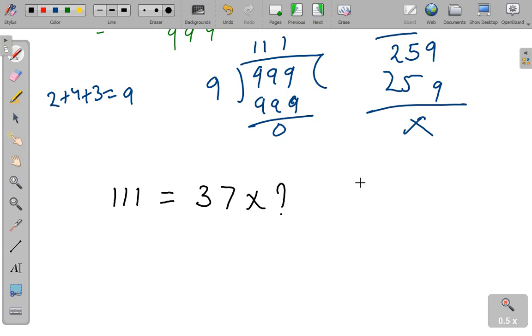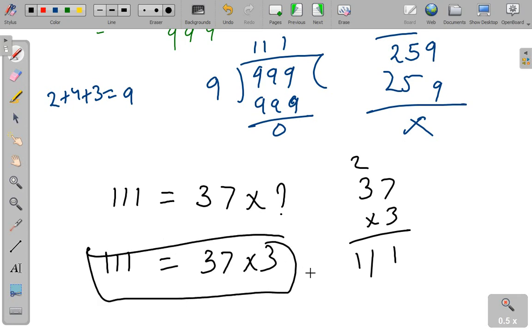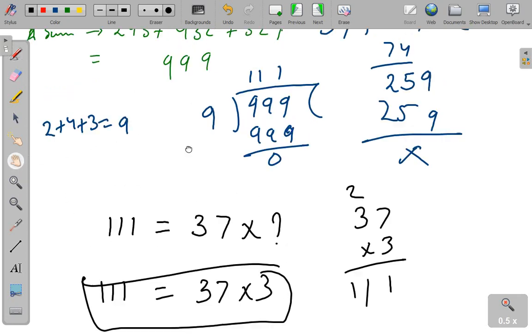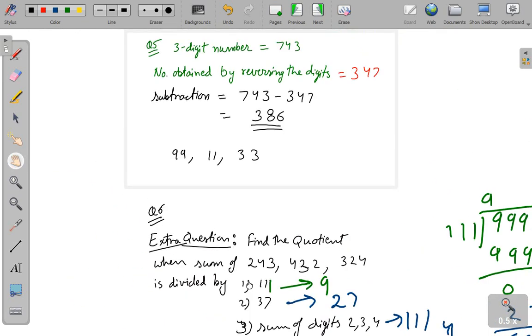Okay, try this way. 37 into 3. 37 into 3 is: 3 sevens are 21, 3 threes are 9, and 1 carried makes 11. So 111 is nothing but 37 into 3. Okay. With all of this information, let me summarize what we have done. Let me write down a few points.